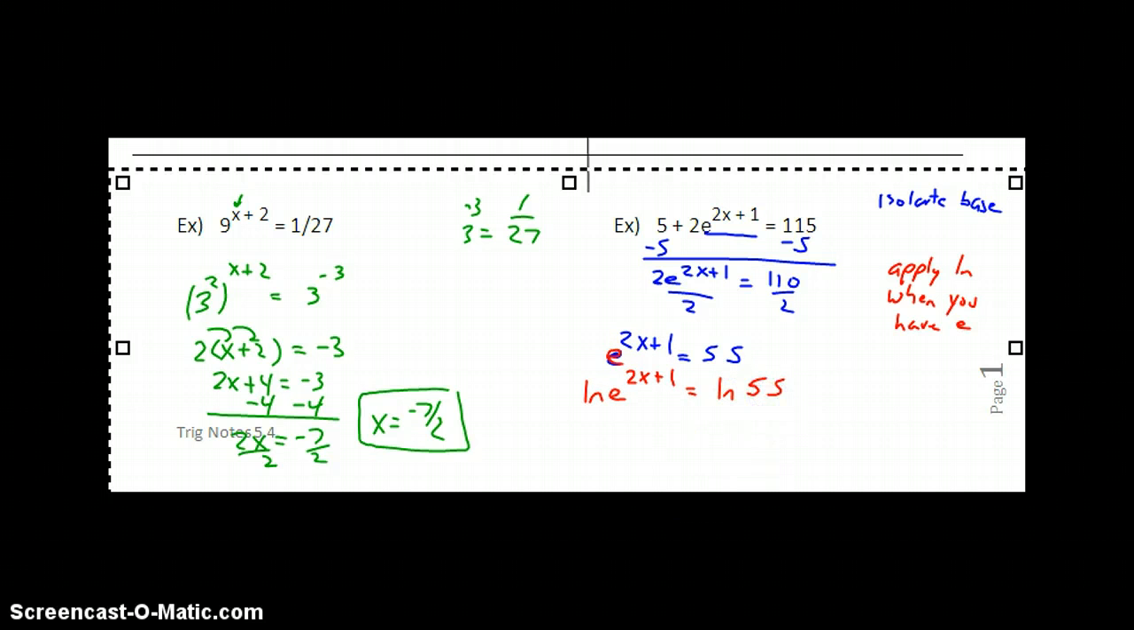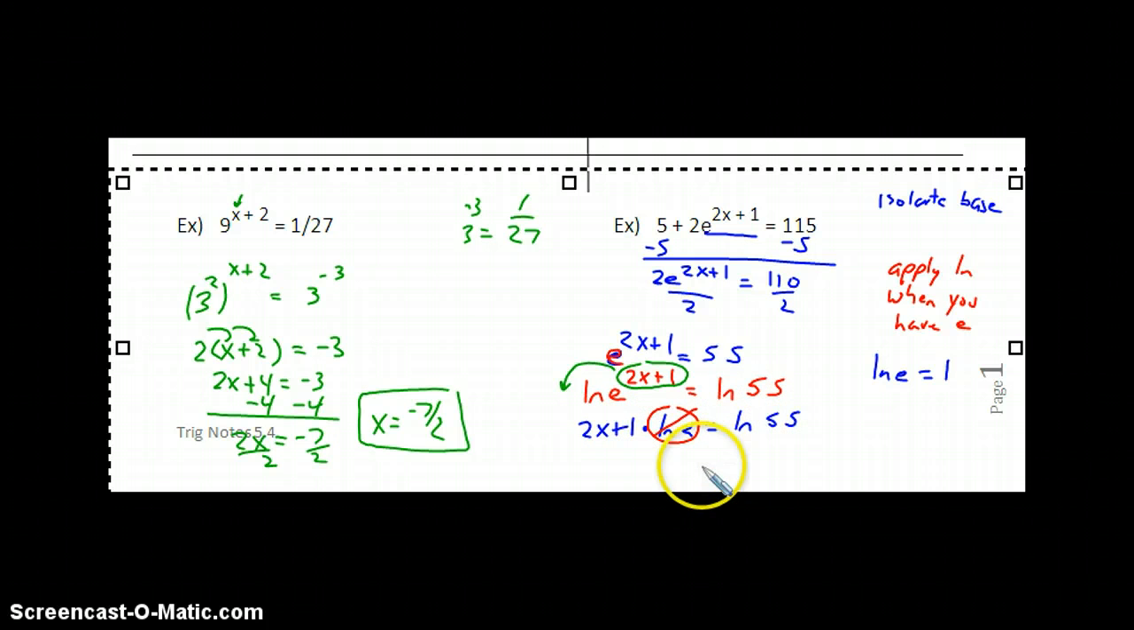And now we can take an exponent and write it as a coefficient. So this would become 2x plus 1 times the natural log of e equals the natural log of 55. And then I want to think about this problem for a minute. Take out your calculator and type in the natural log of e. What does that equal? Well, you should find when you type it in the calculator that it equals 1. So really what's going to happen in this problem is that because this is 1 right here, I don't really need that anymore. So now my problem is just 2x plus 1 equals the natural log of 55.